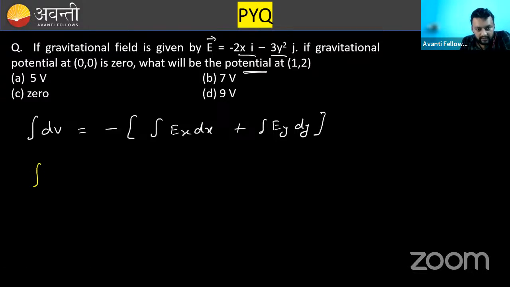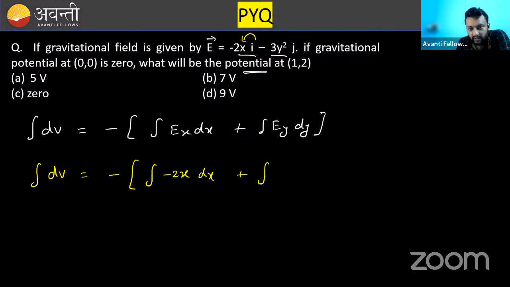Now you need to put the values. It is very simple. That is integration of dV is equal to minus, which is already there. What is the value of Ex? Can you identify from the question, from the equation? Ex is the component of i cap. That is minus 2x dx plus Ey is what? 3y square minus 3y square dy. Clear? Again, can you see that minus is already there?